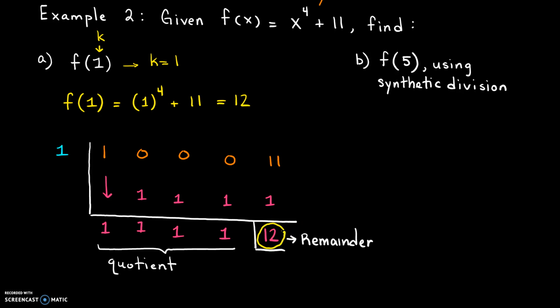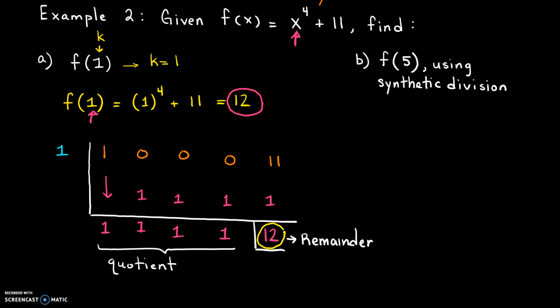And if you notice, the remainder is exactly the same number that we get when we plug the value of 1 into the function itself. So what am I getting at? Well, the remainder theorem says this: if you're asked to find f of k, if you have a polynomial and you divide it by x minus k, that's equivalent to saying that the remainder is equal to f of k.